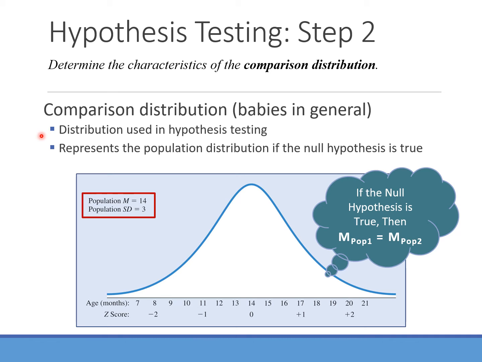And this represents the population distribution if the null hypothesis is true. If our vitamin doesn't work, this is what our experiment is going to look like. So if the null hypothesis is true, then the mean age for walking for population 1, our special vitamin babies, will be equal to the mean age for walking of population 2, which is our comparison distribution. Now we have determined the characteristics of our comparison distribution. We know that the mean for the population is 14 and the standard deviation for the population is 3.